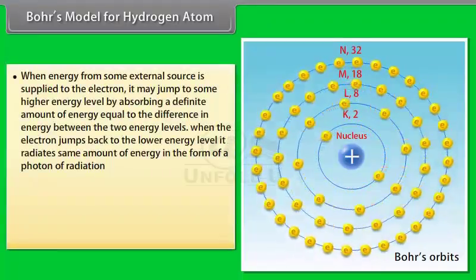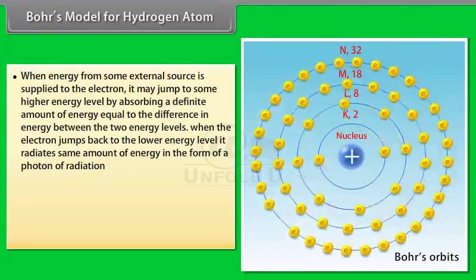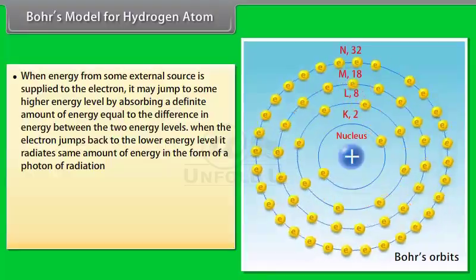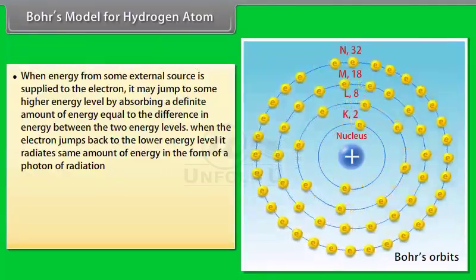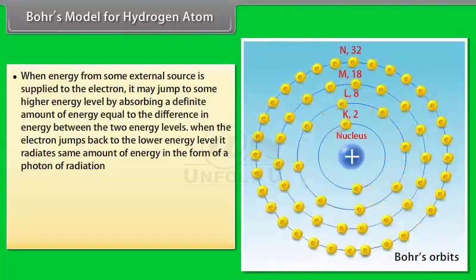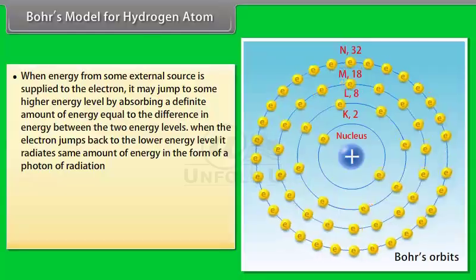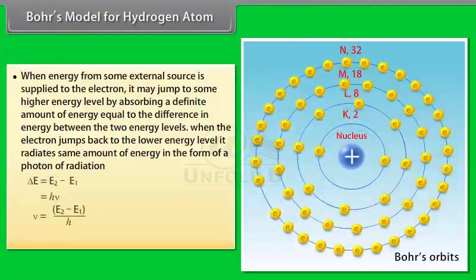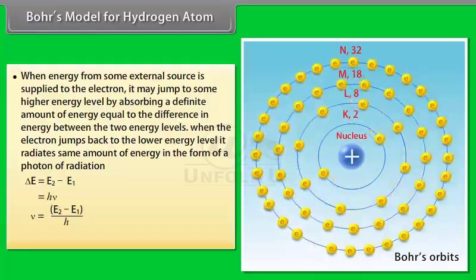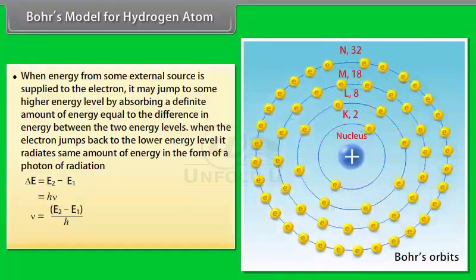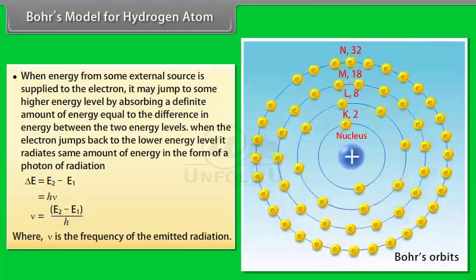When energy from some external source is supplied to the electron, it may jump to some higher energy level by absorbing a definite amount of energy equal to the difference in the energy between the two energy levels. When the electron jumps back to the lower energy level, it radiates the same amount of energy in the form of a photon of radiation. ΔE is equal to E2 minus E1 is equal to hν. ν is equal to (E2 − E1)/h, where ν is the frequency of the emitted radiation.